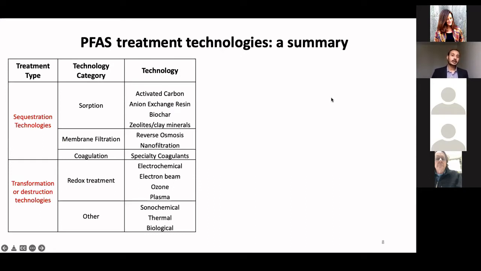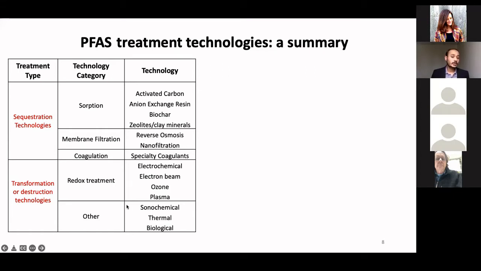Now looking at the available technologies for PFAS treatment, the technologies can be categorized into two different types. One is sequestration technologies, the other is transformation or destructive technologies. Examples of sequestration technologies include sorption, membrane filtration, and coagulation. So activated carbon filtration and reverse osmosis fall into this category. In these technologies, PFAS molecules are physically removed. So they are not essentially destroyed, but they are removed by physical sorption or filtration happening in the treatment systems.